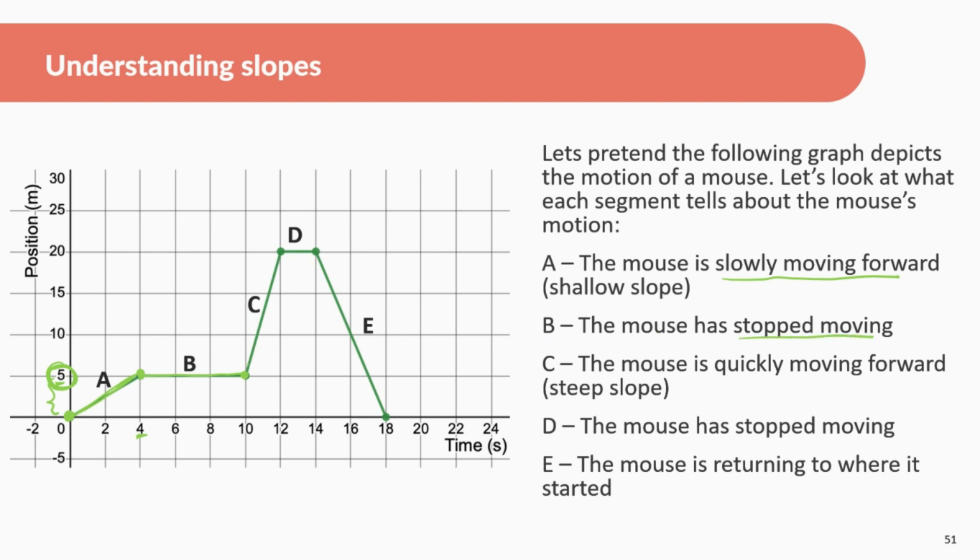And part C, we can see that this is really steep. It's really, really steep right here. And what is that telling us? That it's traveling a large distance. It's going from 5 to 20 meters. So that's a total of 15 meters in a very short amount of time, in only 2 seconds, from 10 to 12. So this very steep slope here is telling us that it's moving very quickly. The mouse is quickly moving forward.